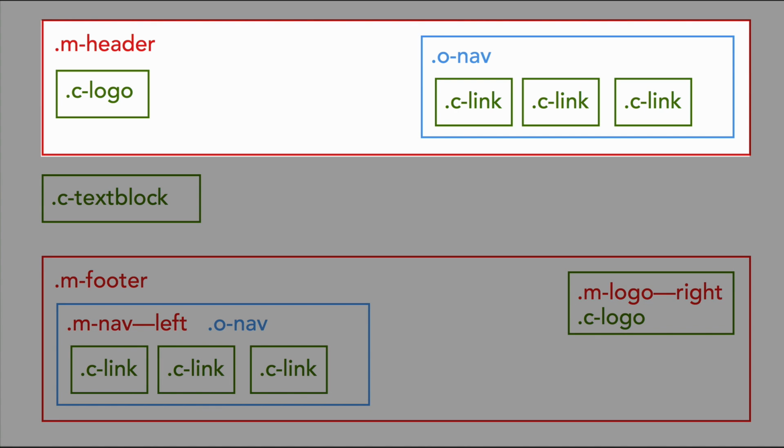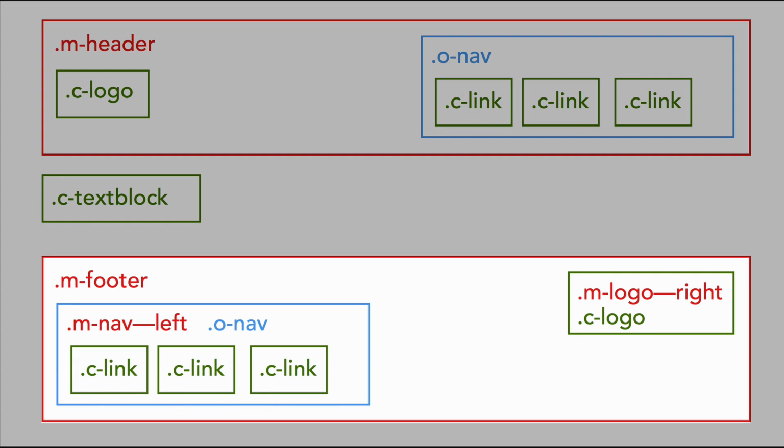There is a model, which is a header, conveniently named, the logo, which is a component, and the object's navigation, which has the three links. So the logo and the object navigation are in their original form. Whereas if we look at the footer, it has a logo, which has another model class. So it has a component logo and a model class on top of it. And in the object's navigation, we have a model class, which is for left as well.